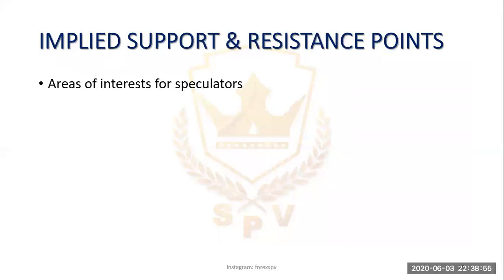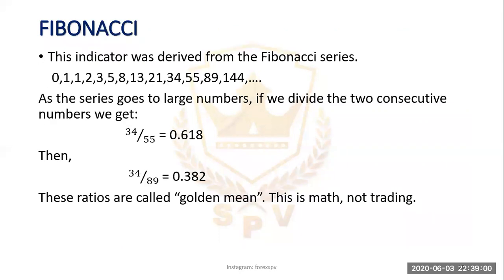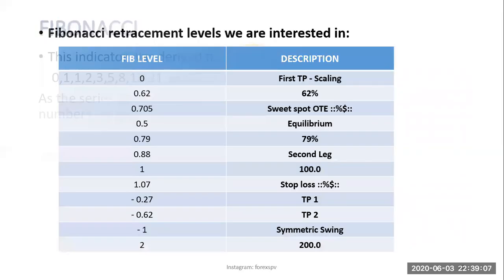And let's talk of the implied support and resistance points. We have the Fibonacci, which was derived from the Fibonacci series. This was all mathematics. But the Fib levels that we're interested in are these ones: the zero level, 62%, 70.5, the equilibrium, and the second leg stop loss level. I hope you can add these on your Fibonacci tool. I hope you know how to add them.